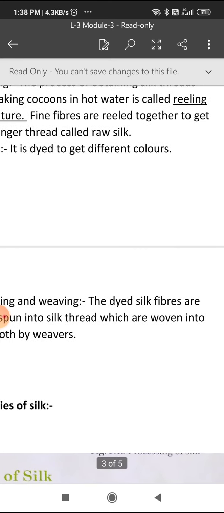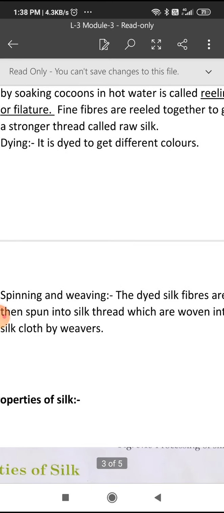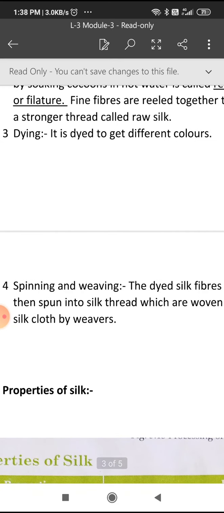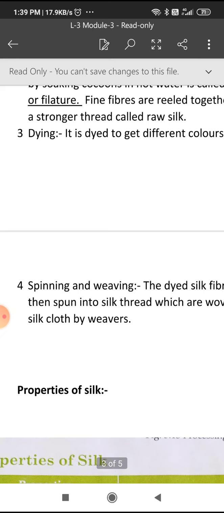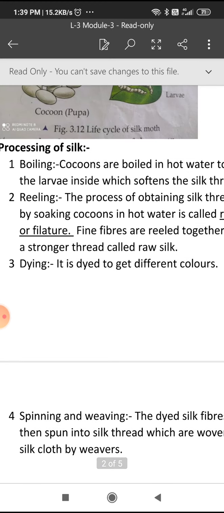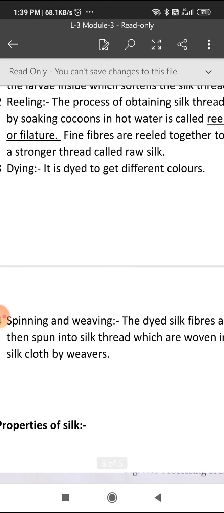Once dyed, the silk fibers are spun into silk thread, which is woven into silk cloth by the weavers. We know that twisting the fibers with the help of a machine is called spinning. So for processing we need these steps: boiling, reeling, dyeing, spinning and weaving.